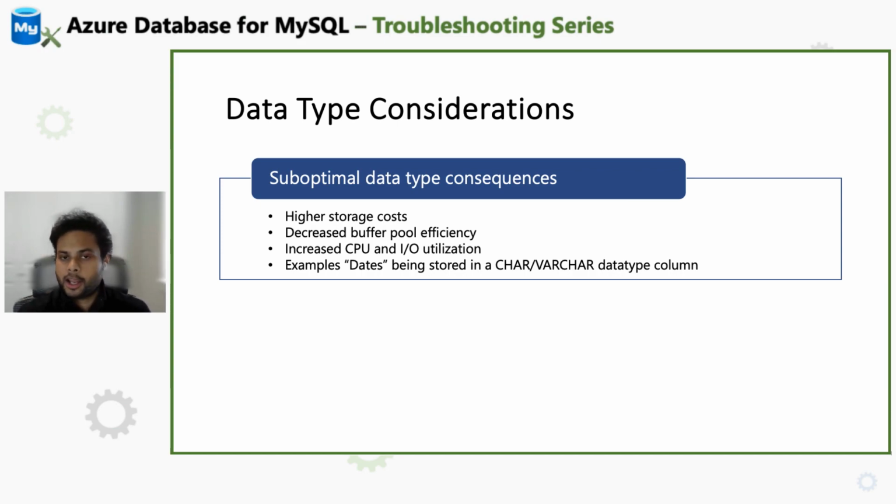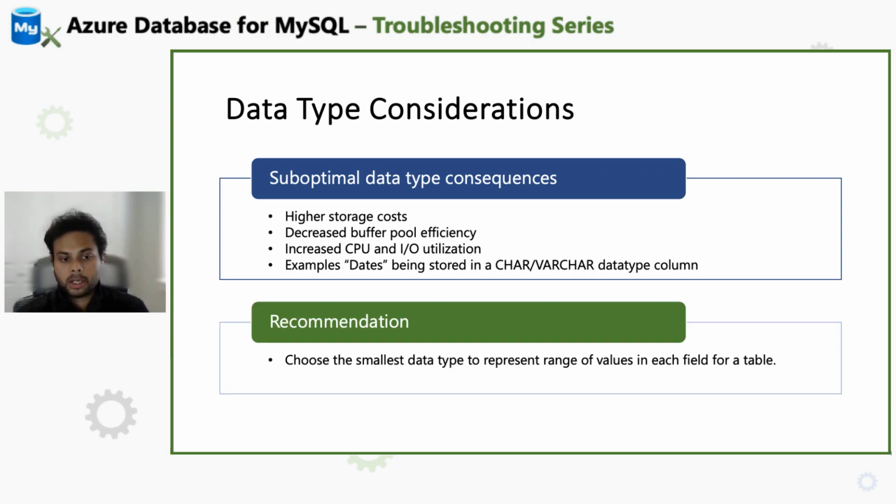First and foremost, you may see higher storage utilization and decreased buffer pool efficiency in your database environment, and similarly increased CPU and IO utilization. A good example is dates being stored in char or varchar columns, which would mean that instead of the data type consuming 4 bytes or 8 bytes, it could end up consuming 16 bytes or 20 bytes. In those cases, the pages on the storage are quite long, and because the pages are long, you would observe that the CPU and IO utilization is always high when you're retrieving or writing to these suboptimal fields.